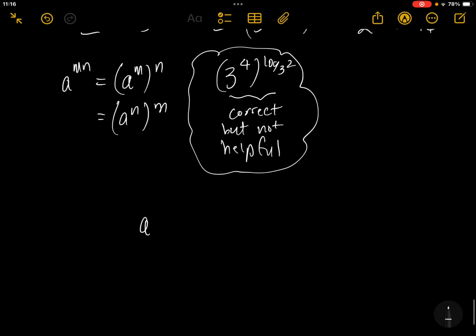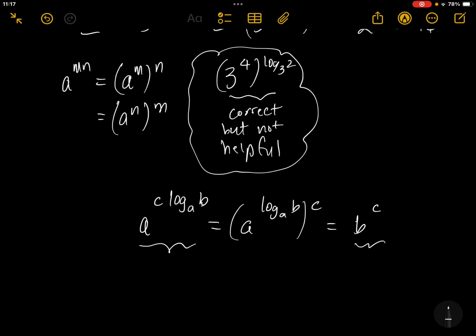So if you have a to the c times log sub a of b, this is equal to a to the log sub a of b raised to the c power, and then a to the log sub a of b is just b, and then b to the c power is just b to the c power. I wouldn't memorize that result, but you should remember the technique of going here and then going there.